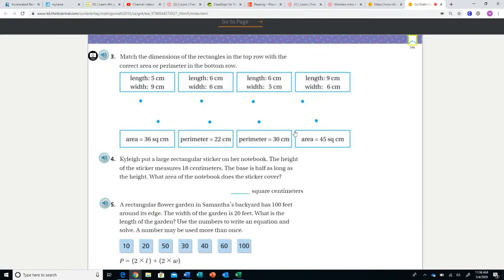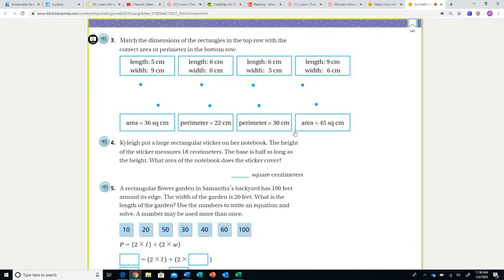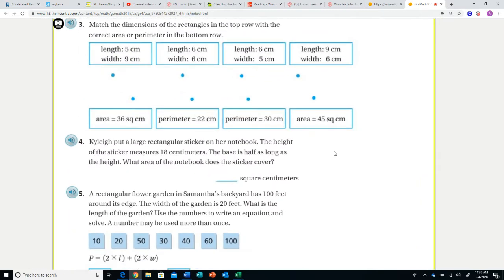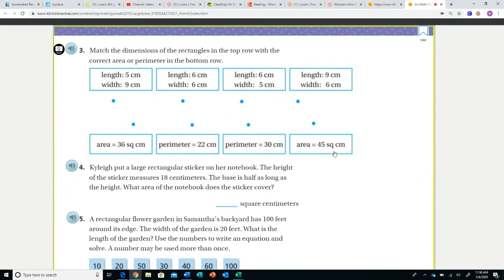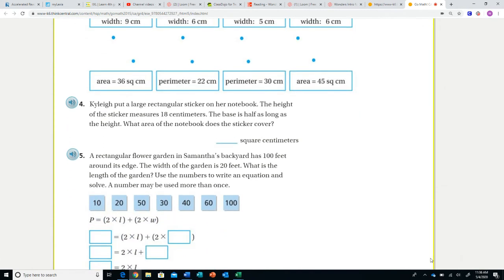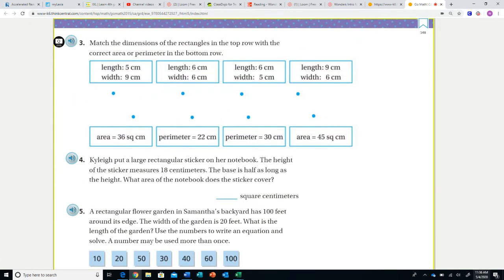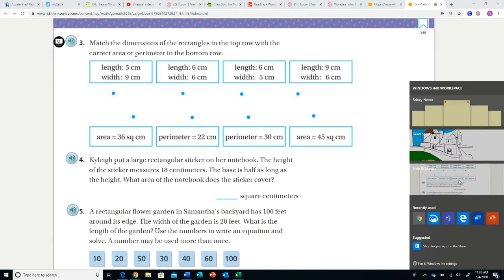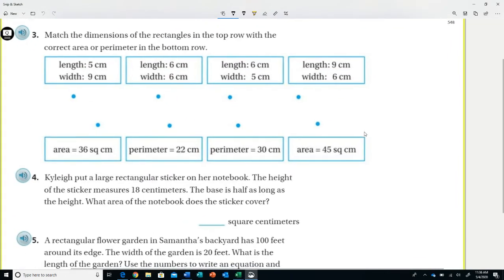Question number 3. Match the dimensions of the rectangles in the top row with the correct area or perimeter in the bottom row. This is actually a pretty good question. I did keep it on the test. It's a little different on the test. I think it's more of a drag and drop, where this one's going to be more of a draw the line. So I'm going to go ahead and snip this for questions 4 and 5, and give a little explanation.